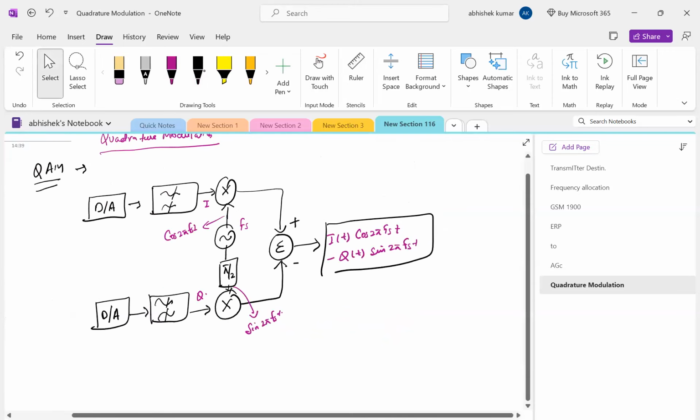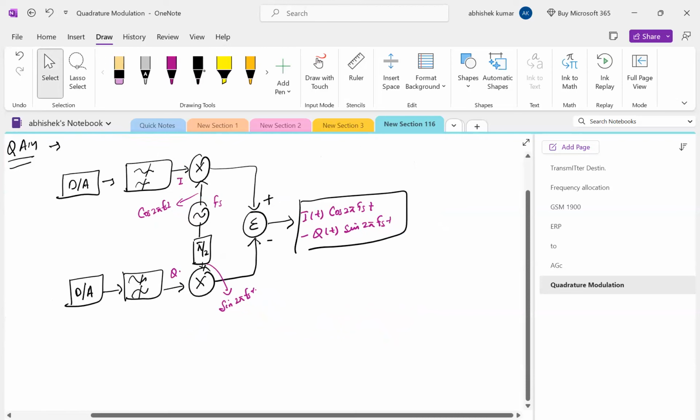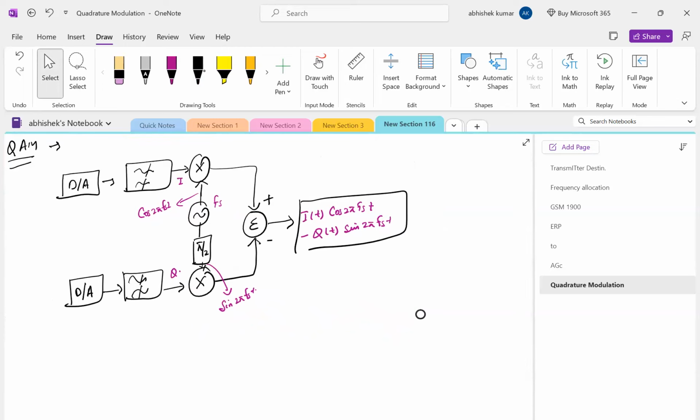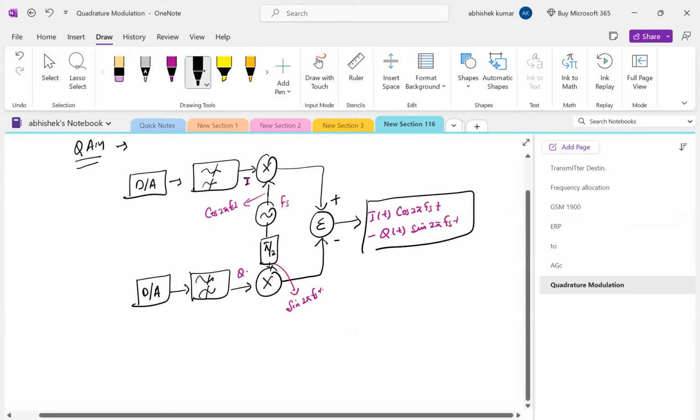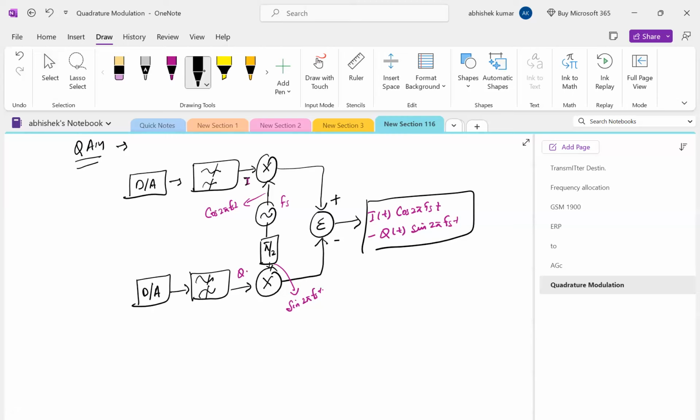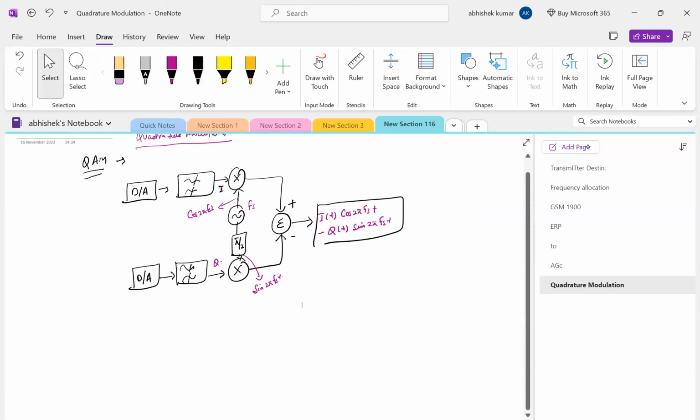So QAM is needed by many digital modulation schemes. We have two baseband signals, I and Q. We pick the in phase component and quadrature component of the signal, pass them through a digital to analog converter, and we do the modulation of the signal. This is the QAM modulation that we are using in this technique.